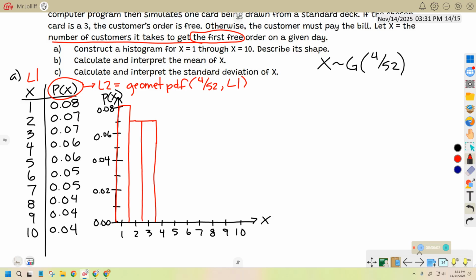The next two bins after that are 0.06. Next two bins after that are 0.05. And then the last three bins are all the same height at 0.04.